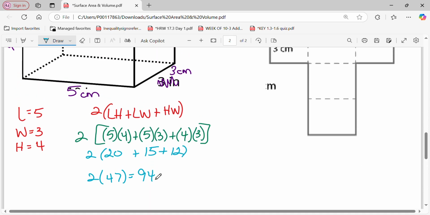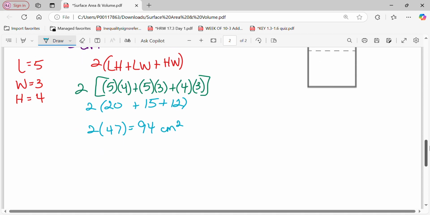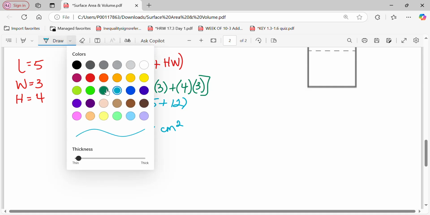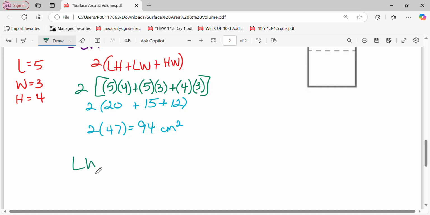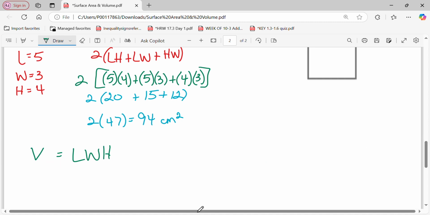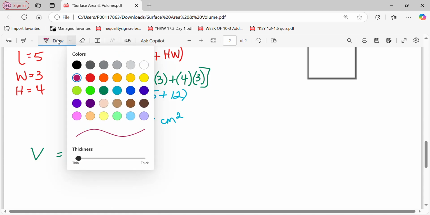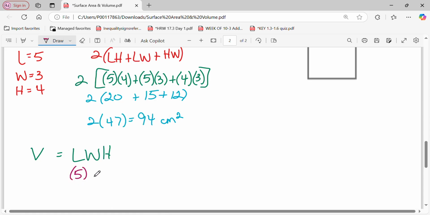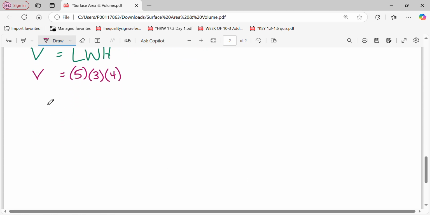This is also surface area, so this would be square centimeters. Now if I'm finding my volume of my box, I'm going to use the same exact measurements, except this time my formula is length times width times height. V stands for volume, and I'm going to multiply all of my measurements together. So my length we said is 5, my width is 3, my height is 4. If I multiply these together, I can solve for my volume.